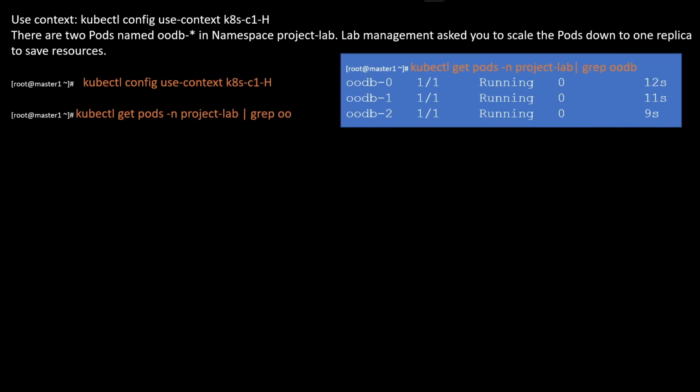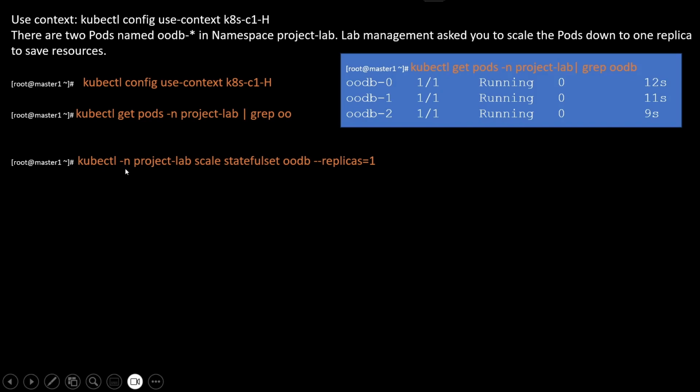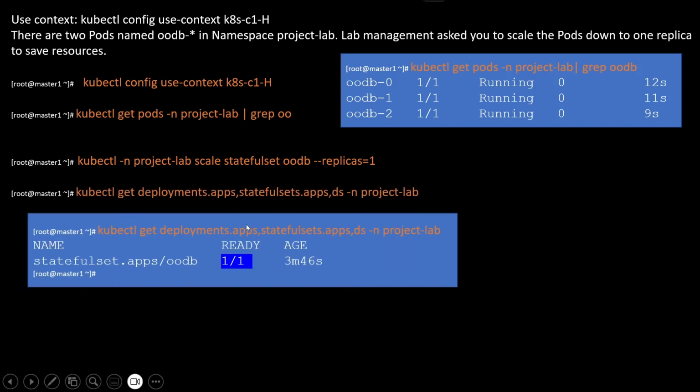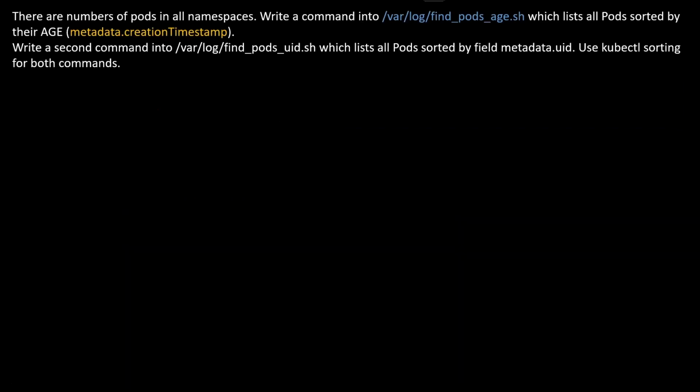In order to fulfill the task, we simply use the kubectl -n scale option, right? We used it previously, with --replicas equal to 1. Post checks. How to verify it? Just execute the previous command. From the output, we get to know that we have only one pod running. Congratulations, you have completed this question successfully.